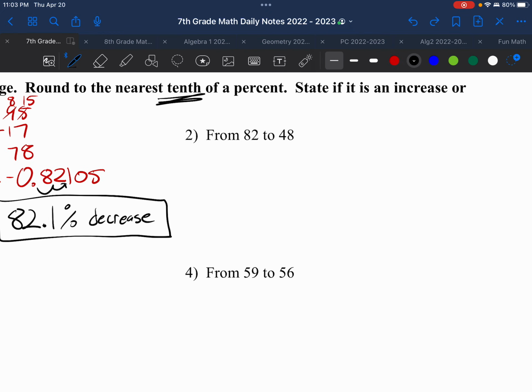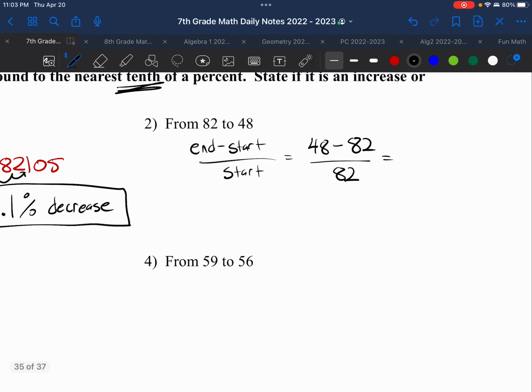So again, you're going to do end minus start all over start. In this case, the end is 48, and the start was 82, and we divide by the start, which was 82. So in this case, 48 minus 82, well, I know the answer is negative because I'm always doing big minus small. That's what I did in number 1. The bigger number is 82, the smaller number is 48, so I do that subtraction problem. I can't do 2 minus 8, so I'm going to borrow from this 8. This changes to a 7, and the 2 to a 12, and now I can do 12 minus 8, that's 4, and 7 minus 4 is 3, so there's going to be a negative 34 over that 82.